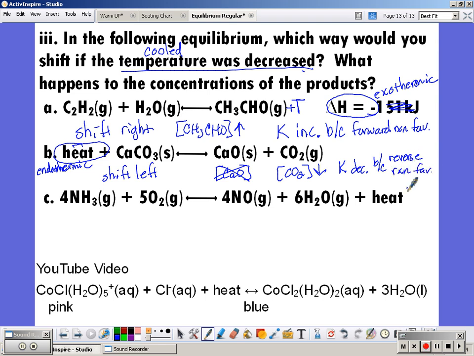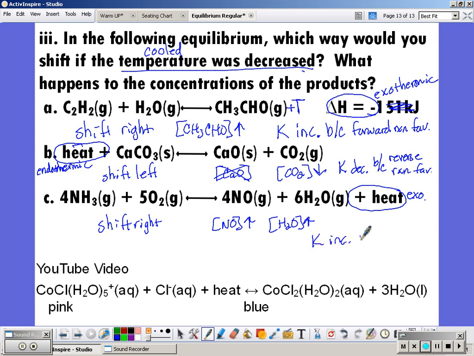In the last problem, heat again is on the product side. So this is an exothermic reaction. If I decrease temperature, I'm going to shift to the side that it's on. So I'm going to shift right, which means the concentration of NO is going to increase. The concentration of H2O is going to increase. And my K value is going to increase because I'm going to the right. The forward reaction is favored.